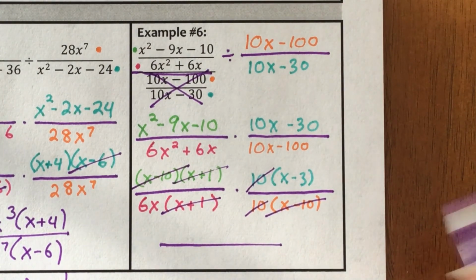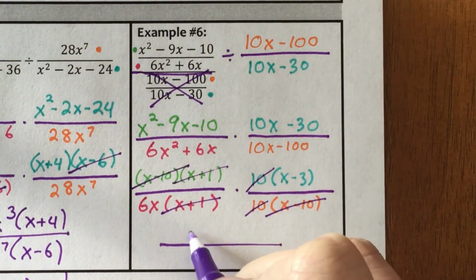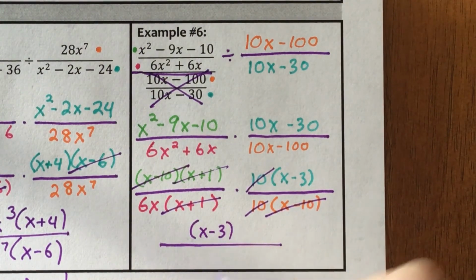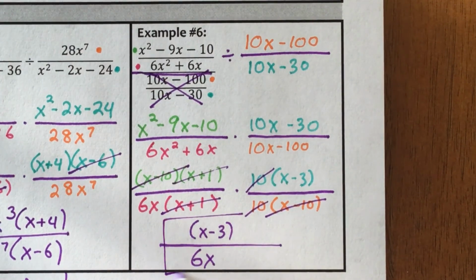Nothing else crosses, so we've got an x minus 3 remaining on top. On bottom, we just have that 6x, which was a GCF before. We don't have any outside GCFs on the top to cancel with that GCF on the bottom, so really we're done with this problem also.